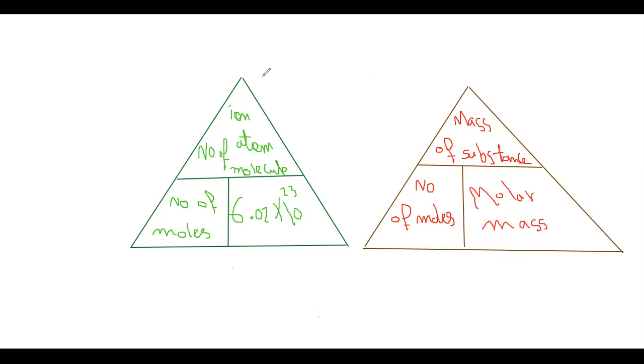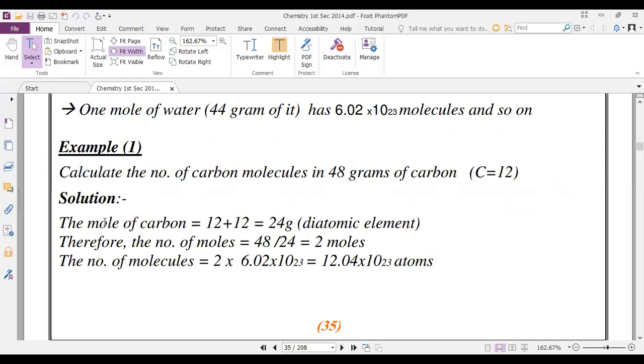Okay, so the number of molecules equals 2 times 6.02 times 10 power 23, which equals 12.04 times 10 power 23 molecules. This will be molecules, not atoms, because this is the number of molecules, so its unit will be molecules. Okay? Any problem? Okay.